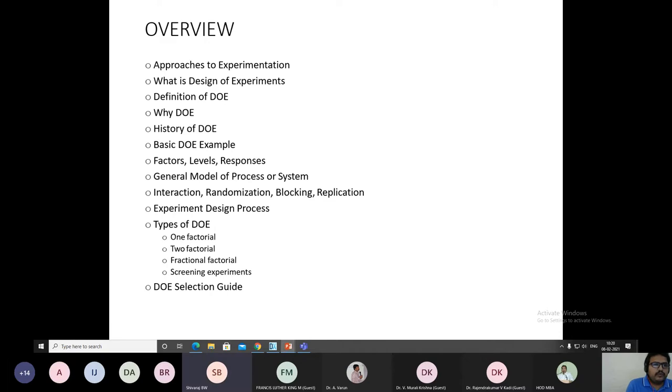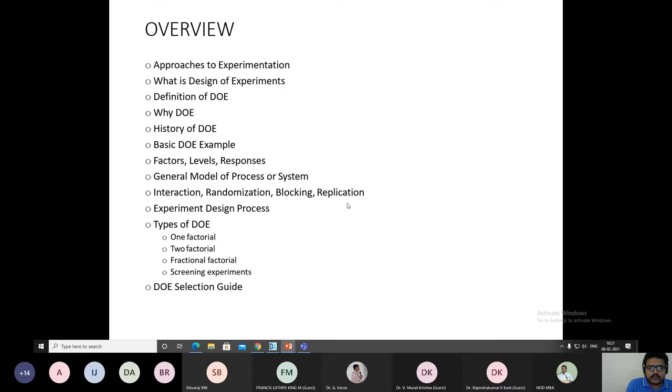Overview: approaches to experiment. I would like to cover today approaches to experiments. What is design of experiments? Definition of design of experiments. Why do we use DOE? History of DOE. Basic examples. What are factors, levels, and responses? And the general model of a process or system in DOE.